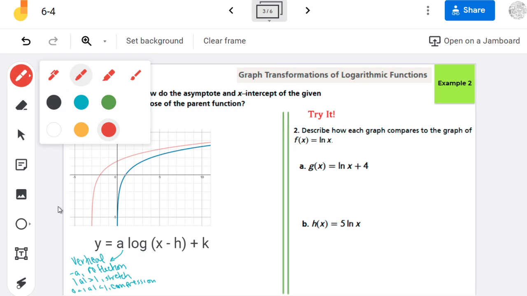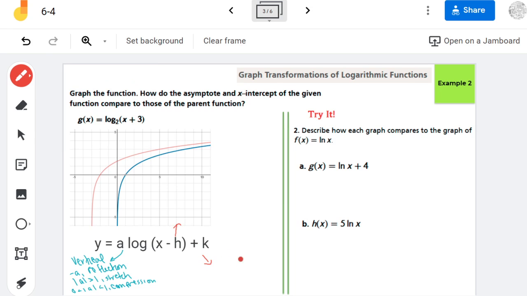Now H and K, those are being added and subtracted. So that means that these are both going to be translations. Now the difference between these translations is whether they are horizontal or vertical, and then the plus and the minus. So H is inside the grouping symbol, so it's a horizontal translation. And K is outside the grouping symbol, so it's vertical.